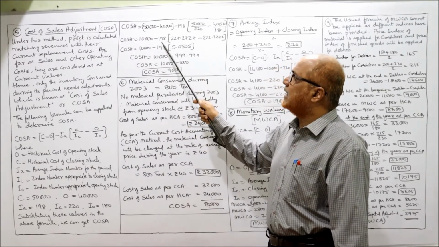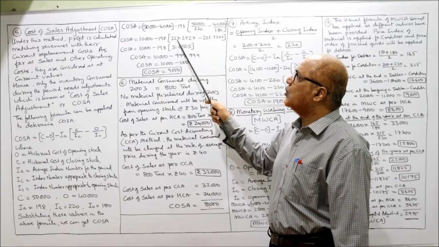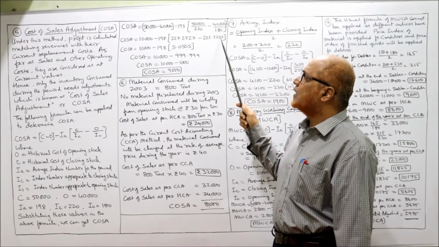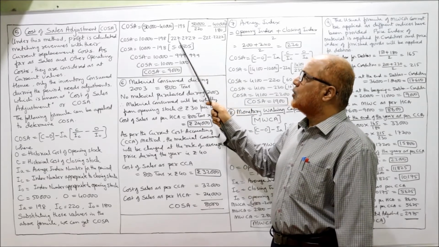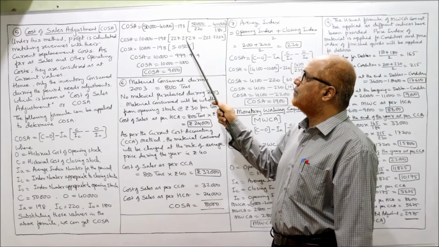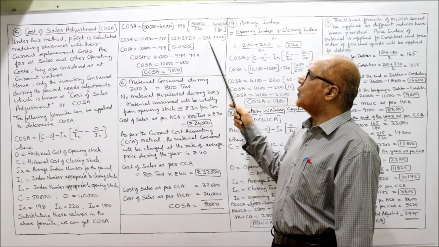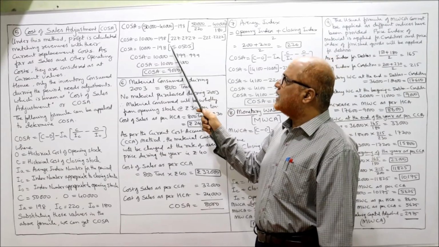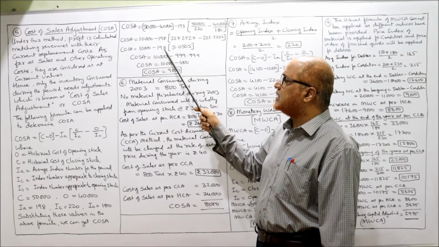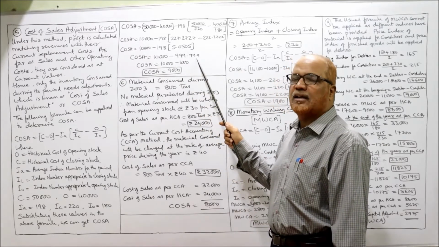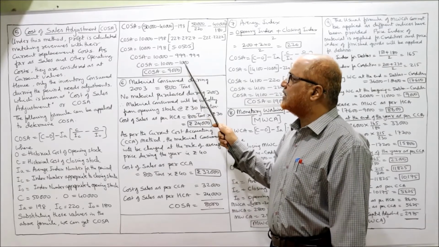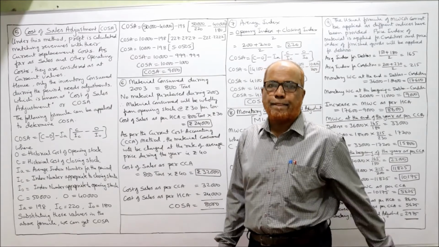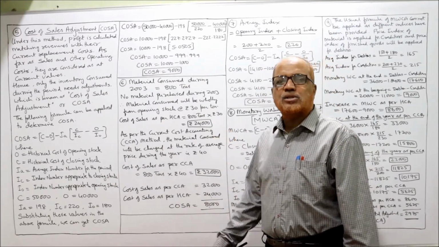Minus 198. 50,000 by 220, you will get 227.2727. Minus 40,000 by 180, you will get 222.2222. Now subtract in this bracket: 227.2727 minus 222.2222. Subtract, you will get 5.0505. Now multiply 5.0505 into 198. You will get 999.9999, which can be rounded off to 1,000. So 10,000 minus 1,000, 9,000 is the COSA.